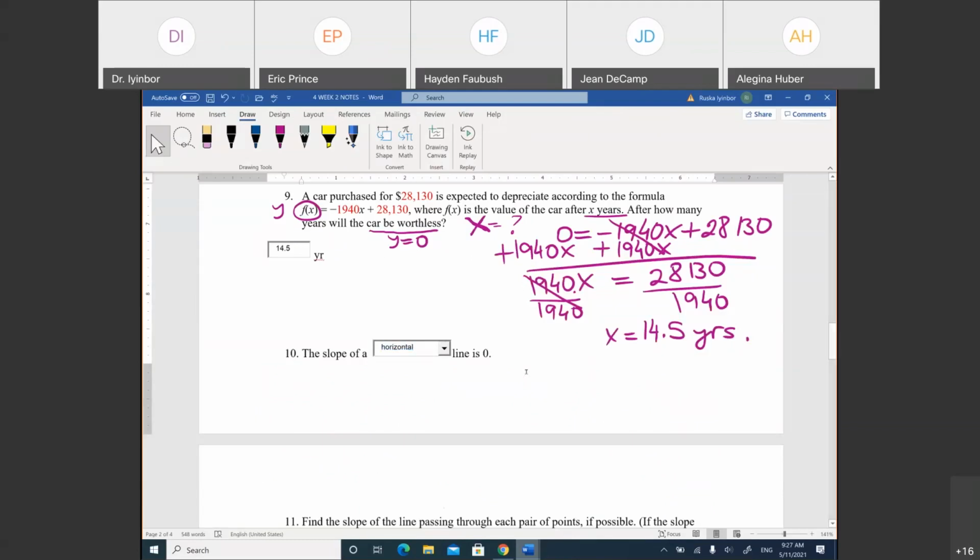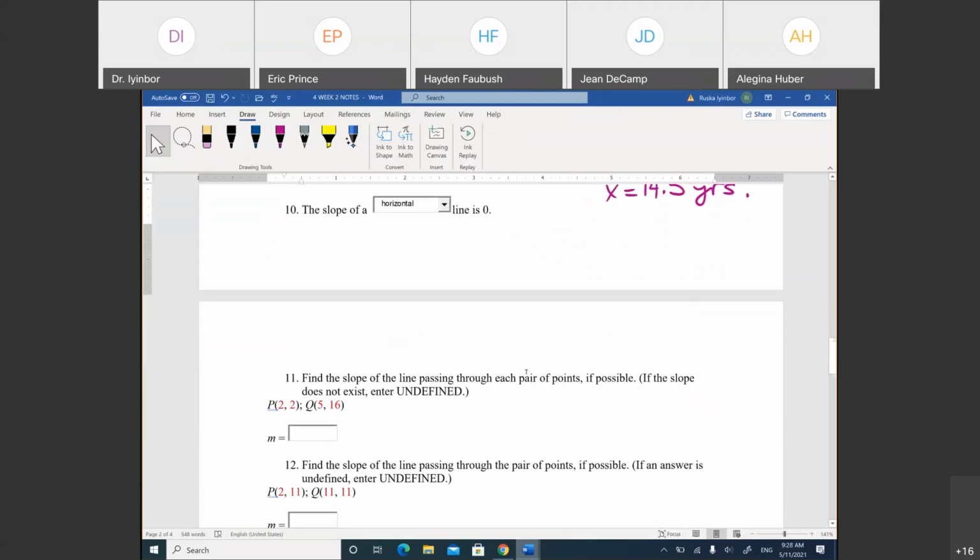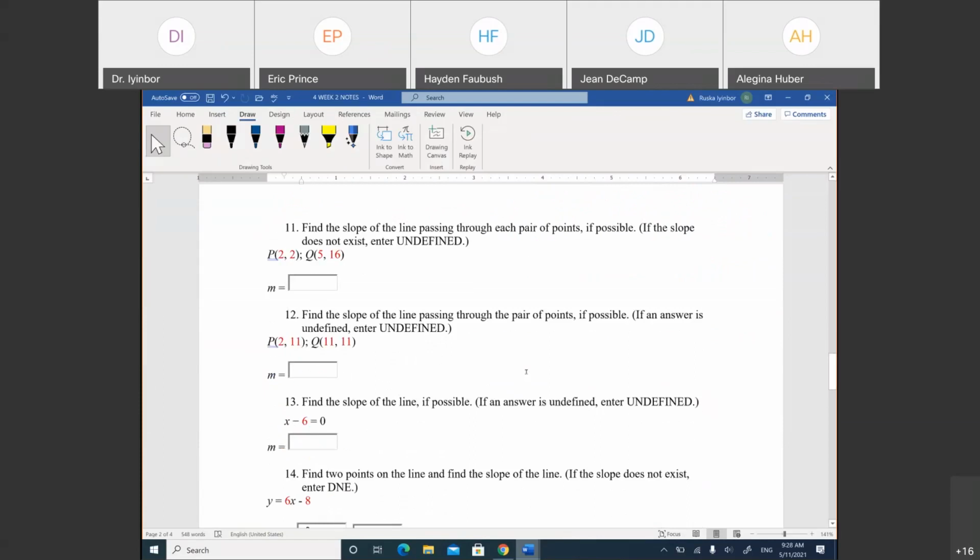Makes sense. Okay, and if you forget what is what, it's in the formula sheet. So look at that. We're going to continue at number 11 and 12. We have to find the slope given the 2 points. So here we're going to use the formula.